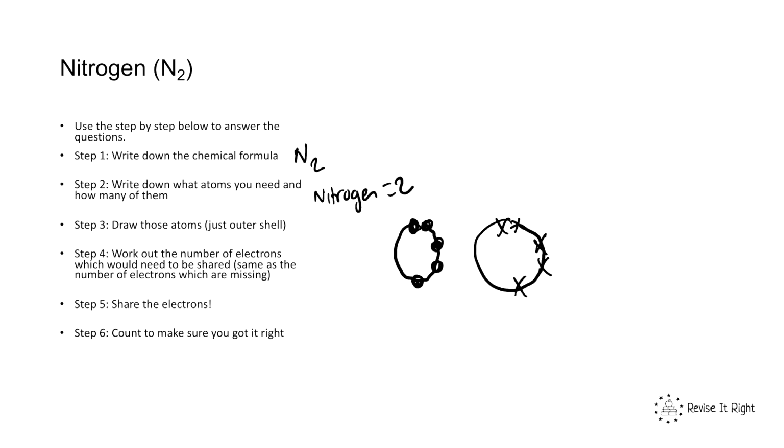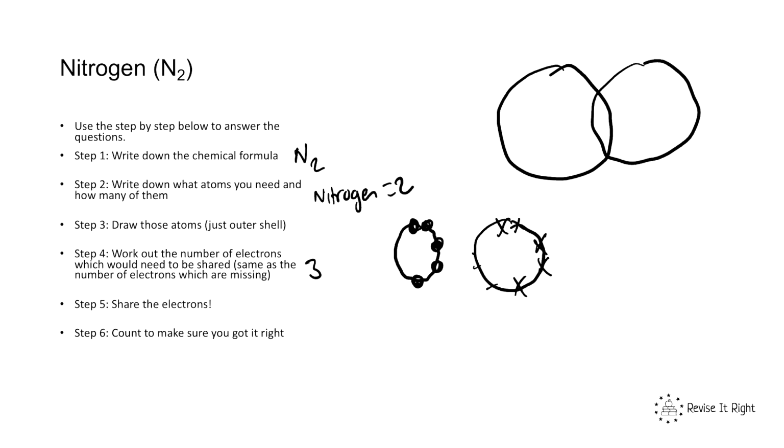Step 4, work out the number of electrons which would need to be shared. Well, to gain a full outer shell, they both need 3. They both need 3 electrons. Okay, so that means they need to share 3 electrons with each other.